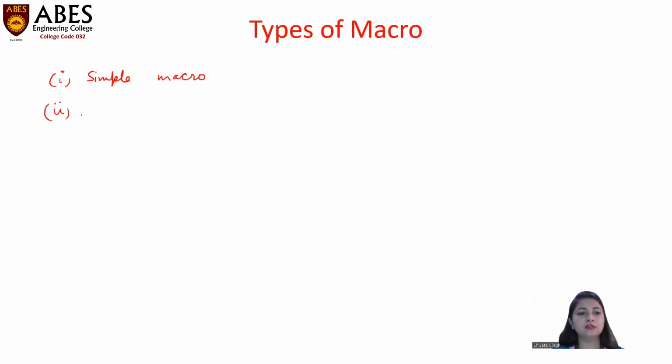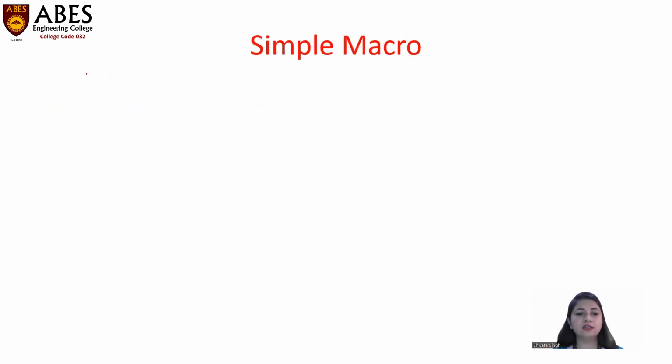And number two is macro with argument or function, or macro as a function. And number three is nested macro. So we will discuss the types of macros with the help of an example of each. So number one is simple macro.